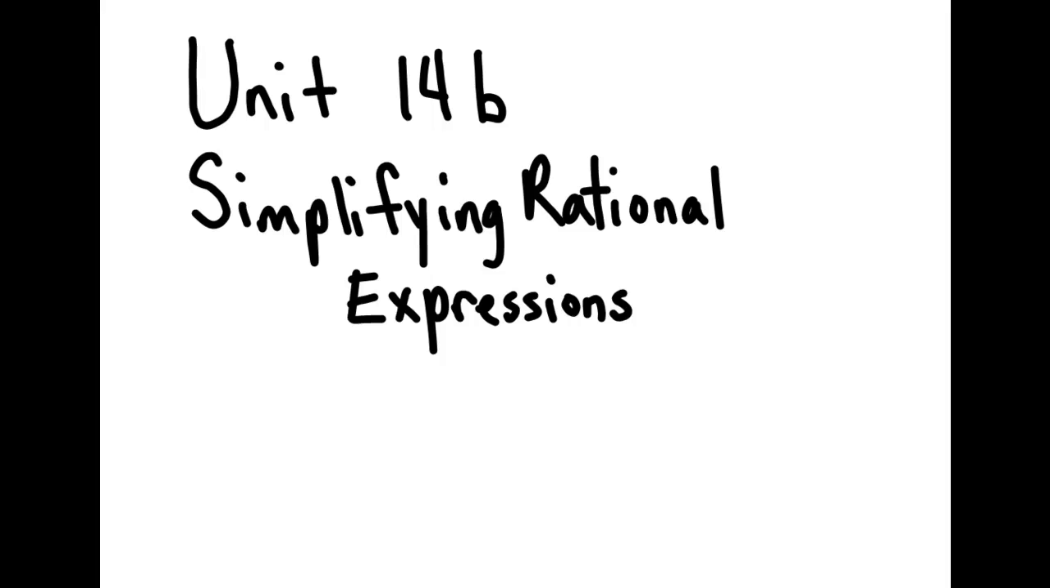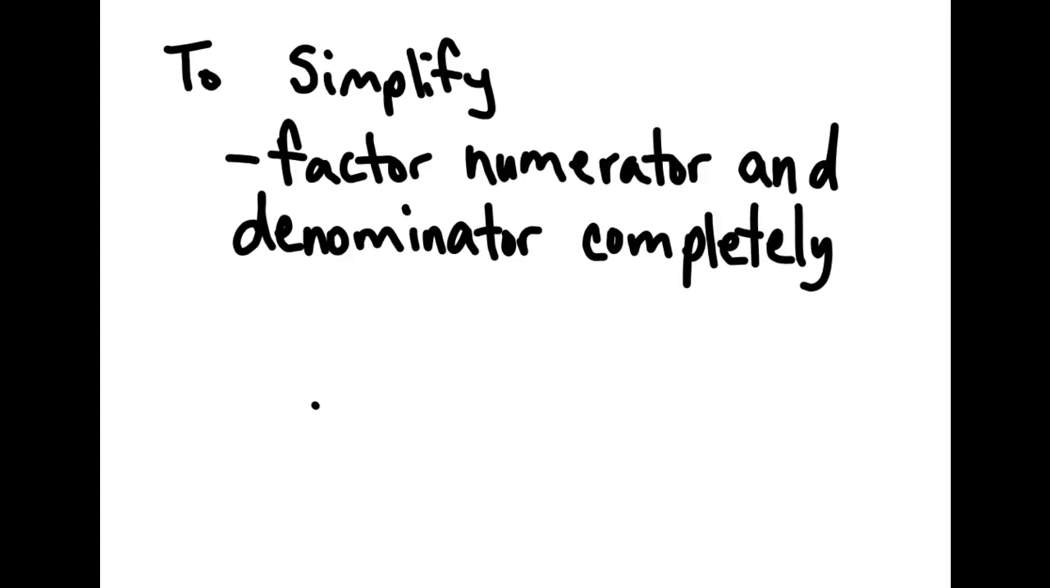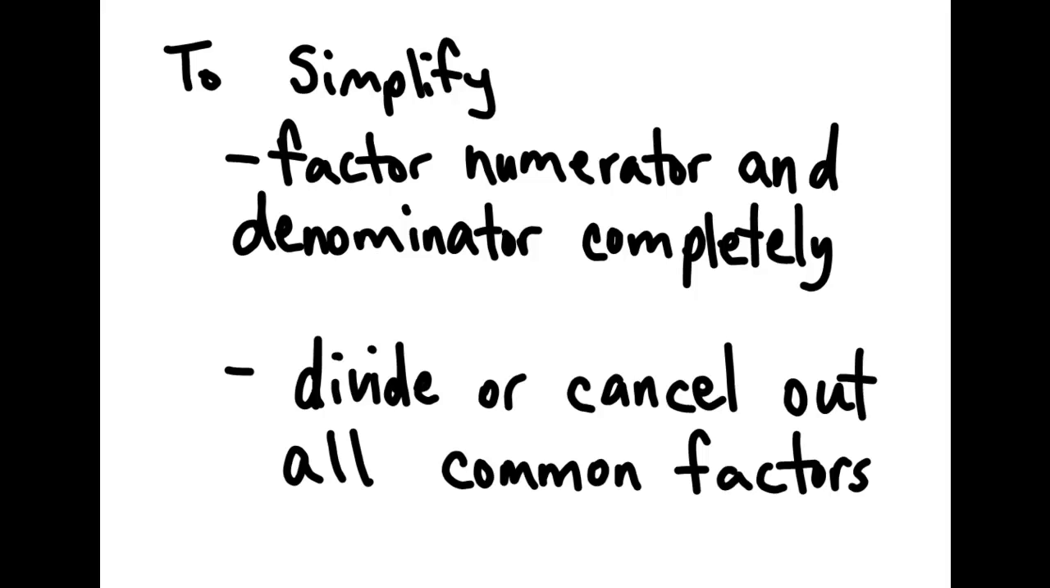We continue Unit 14 with simplifying rational expressions. To simplify a rational expression, we factor the numerator and denominator completely and divide or cancel out all common factors.